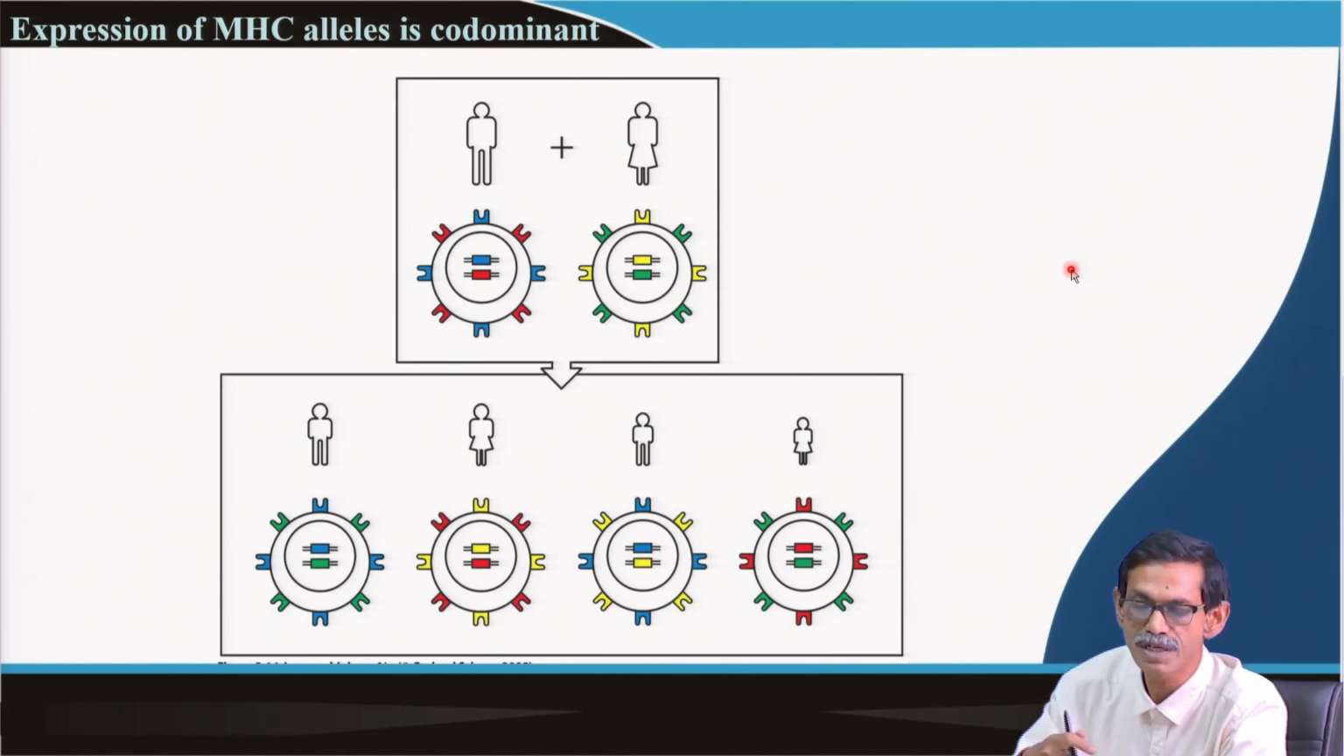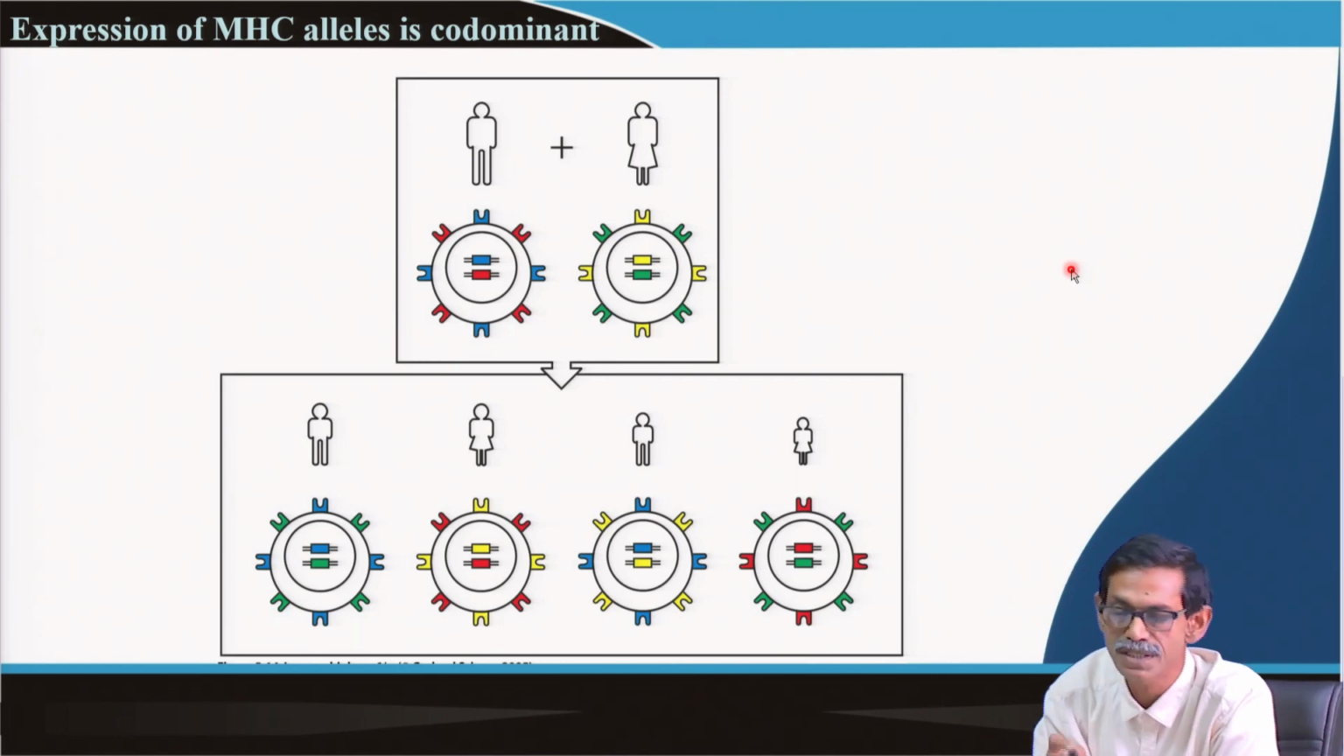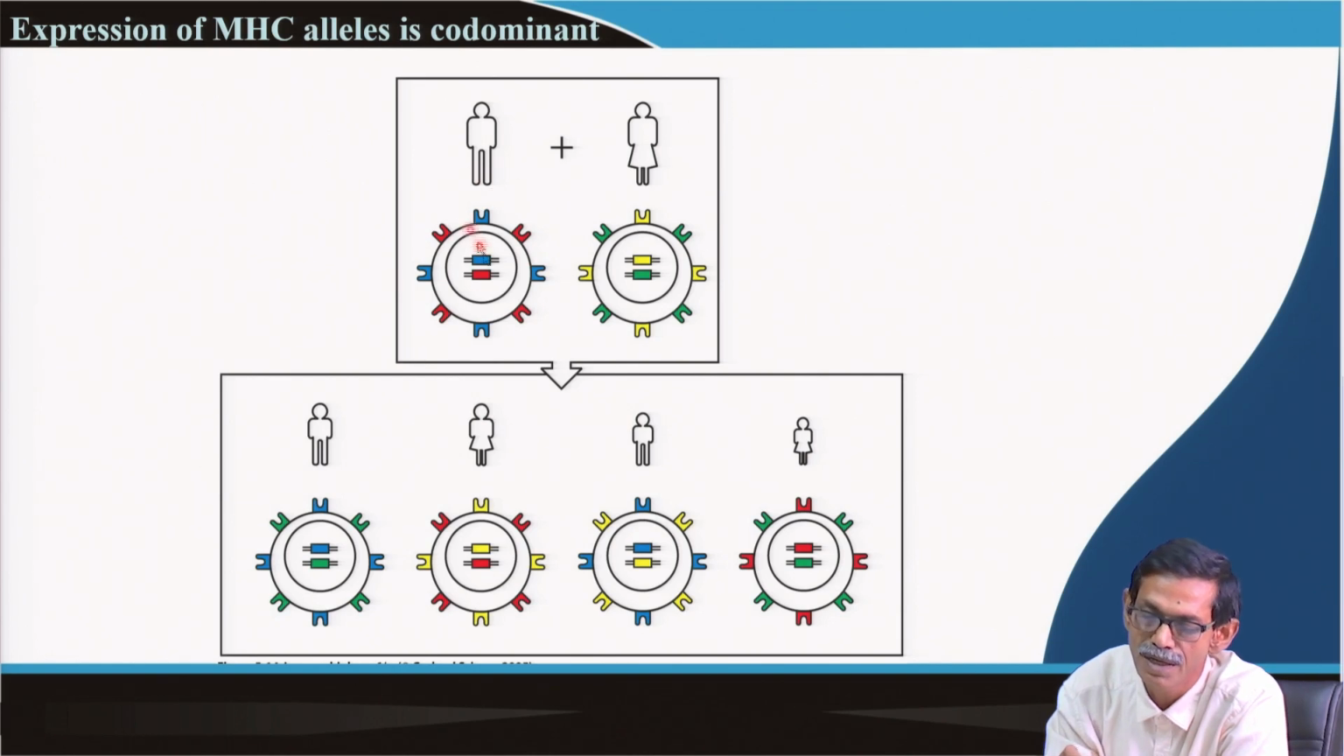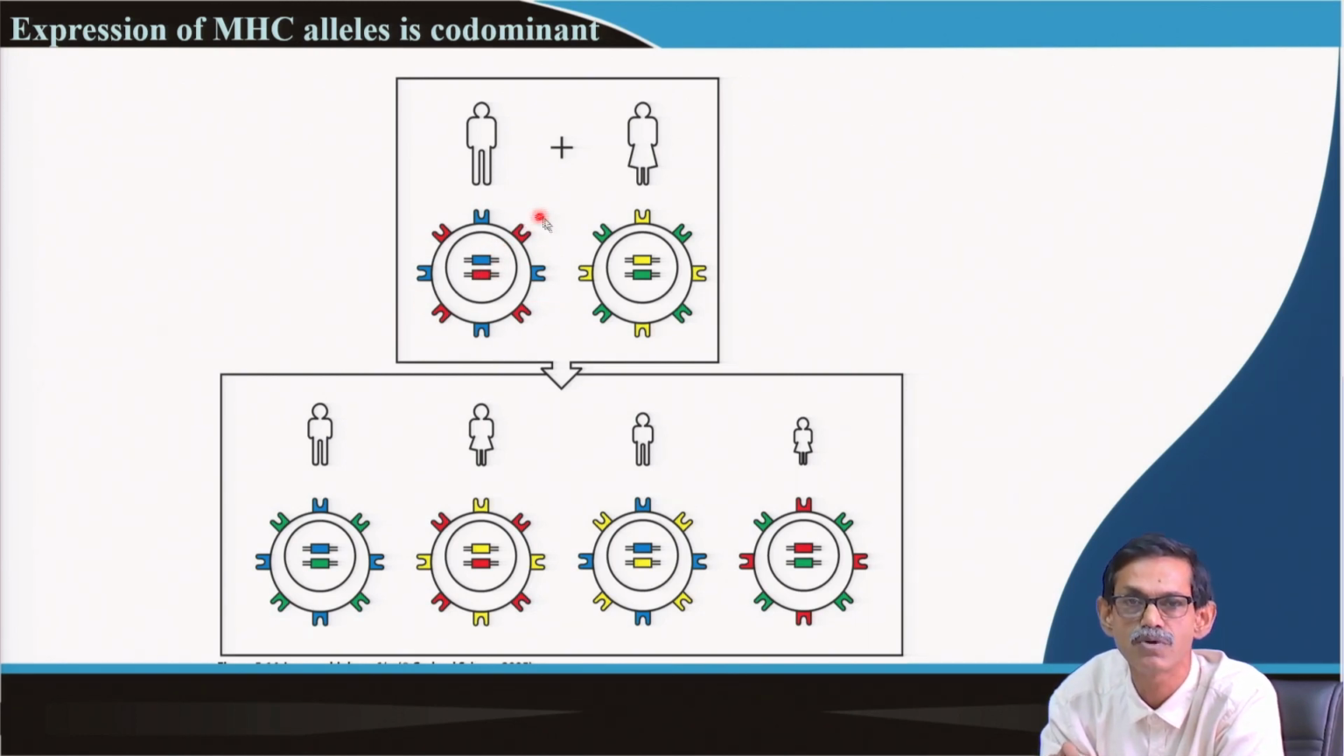What does codominant mean? Both genes are expressed. Say this is a male, which has two varieties of MHC, one blue, another red. On the surface, both red and blue will be equally expressed. In the female, this is green and yellow, both of them are on the surface. So, if there are 4 offspring here, what are the possibilities?